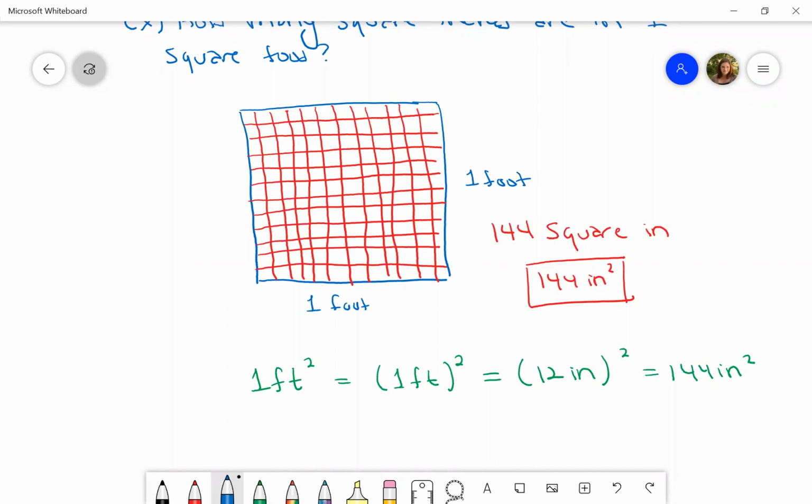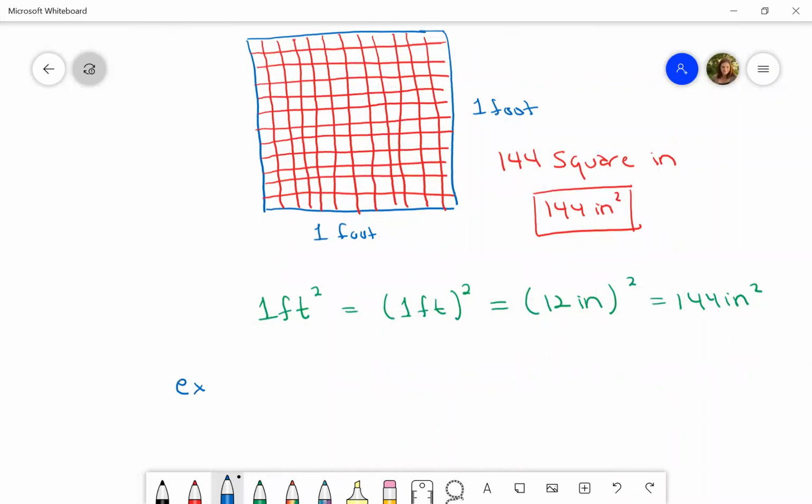Let's do this without a picture this time. Let's say I want to know how many feet are in a square yard.